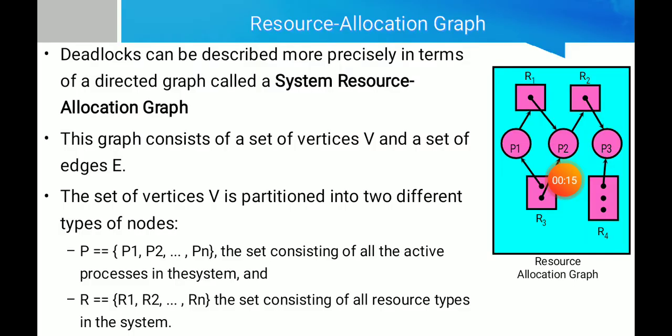So basically, what is this graph? This graph is used to detect the deadlock and it is called the system resource allocation graph. This graph consists of two elements: one is the vertices and second is the edges. The vertices are of two types: one is the processes, which can be a number of processes, and the other is the resources.